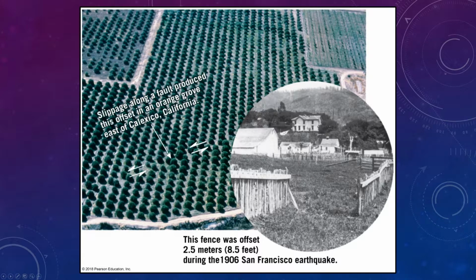And in the background, we see a grove of trees, basically, and these are aligned in straight rows. But you'll notice right along here in a diagonal cut, the perfectly aligned rows are no longer perfect. So an earthquake actually offset these two along the fault.